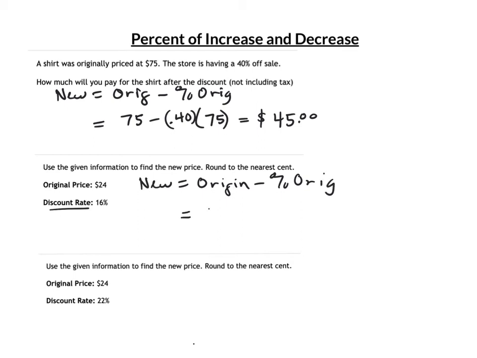So that would be $24 minus 0.16 times $24. And we get $20.16.